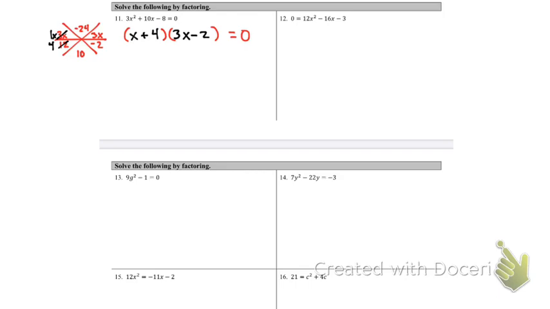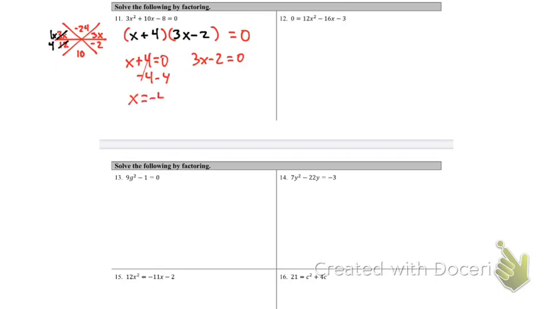Okay, so we have factored, but now we need to solve. Remember, once you factor completely, which we have done, you put each factor that has a variable in it equal to 0. So now I'm going to put each factor equal to 0. So x plus 4 equal to 0. 3x minus 2 equal to 0. And solve from there.